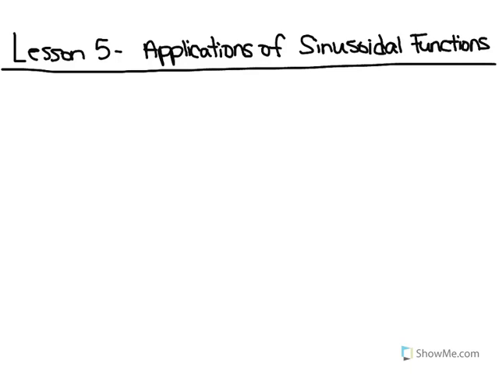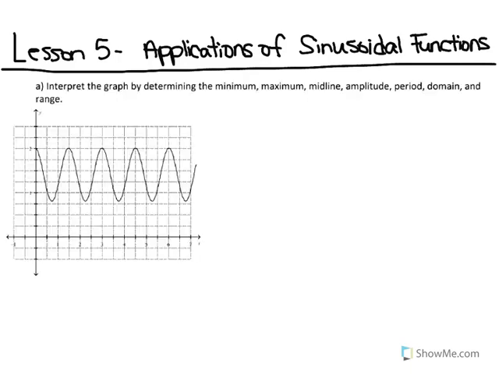Lesson 5, Applications of Sinusoidal Functions. Alright, example 1 is about the height of a person on a swing that's swinging back and forth.